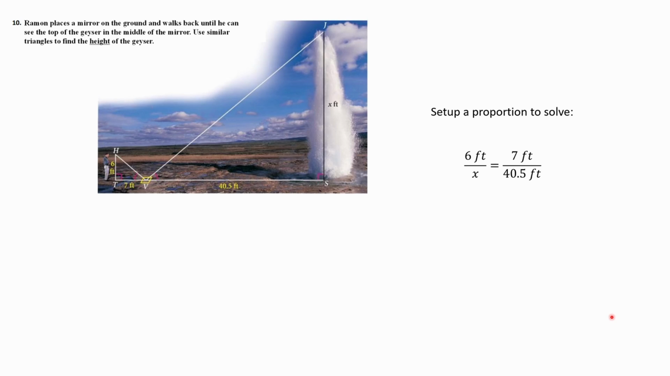I set it up as 6 feet over x, because that's the height of the geyser and the height of Ramon, is equal to 7 feet over 40.5 feet, because that's the distances from the mirror. And then I can multiply 6 and 40.5, put that on the right, 7 and x, put that on the left for my cross multiplication. And that will simplify to 7x equals 243, which means x is approximately 34.7 feet, or 34 and 5/7, I believe is what the fraction is if you went with the fraction version.